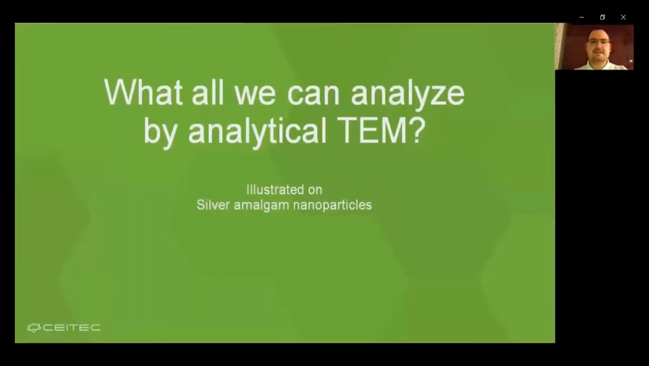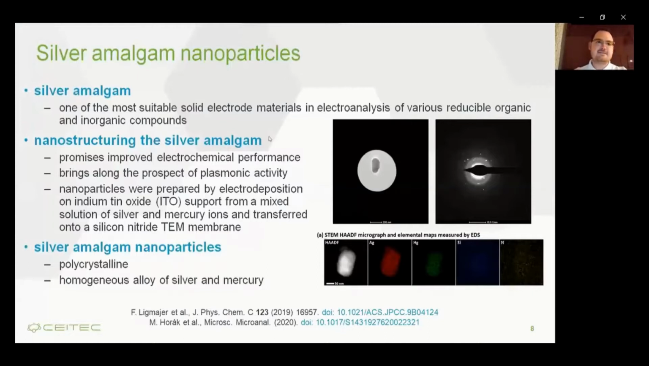So, what can we analyze by analytical transmission electron microscopy in plasmonics? We will illustrate it on silver amalgam nanoparticles, which we studied last year. Silver amalgam is one of the most suitable solid electrode materials in electroanalysis of various reducible organic and inorganic compounds. And nanostructuring the silver amalgam promises improved electrochemical performance, and it brings along the prospect of plasmonic activity.